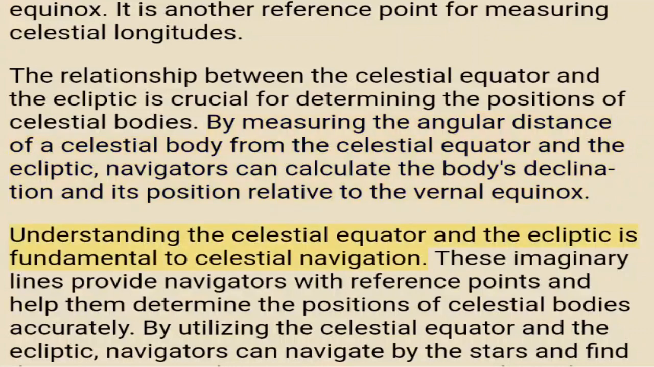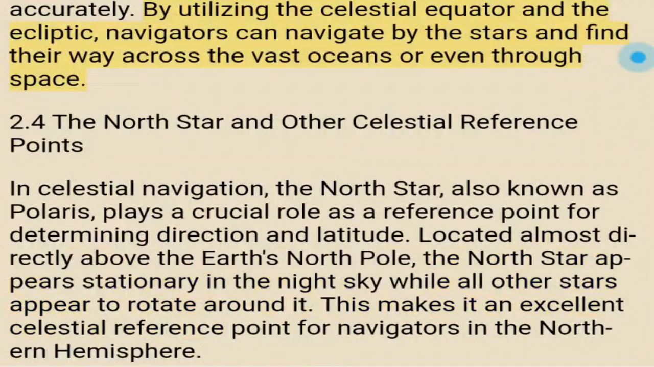Understanding the celestial equator and the ecliptic is fundamental to celestial navigation. These imaginary lines provide navigators with reference points and help them determine the positions of celestial bodies accurately. By utilizing the celestial equator and the ecliptic, navigators can navigate by the stars and find their way across the vast oceans or even through space.